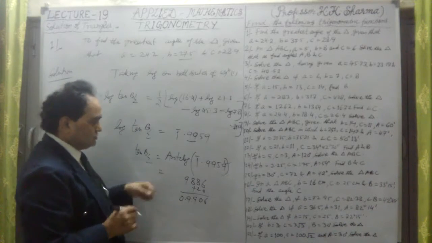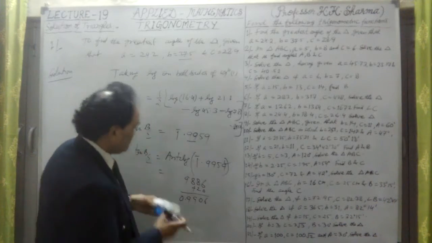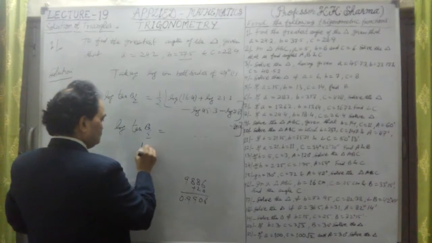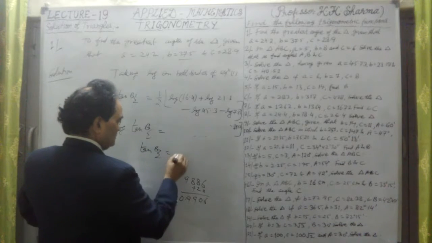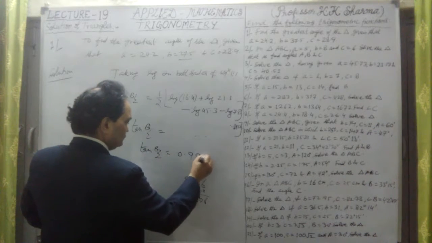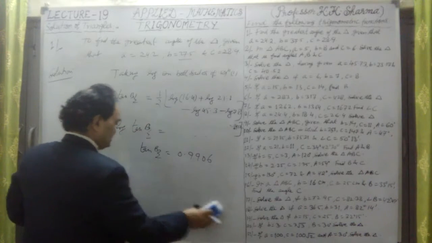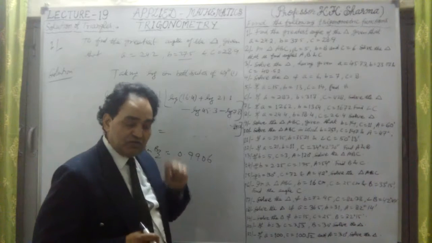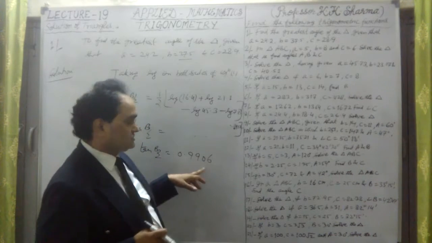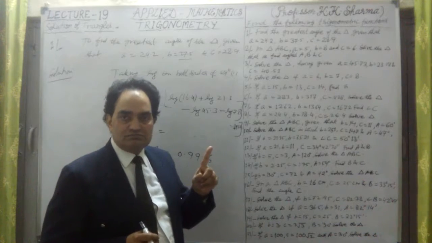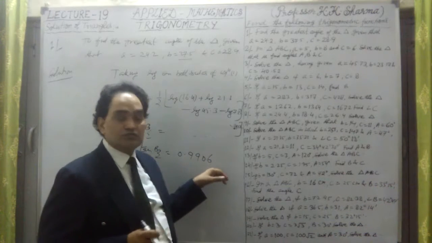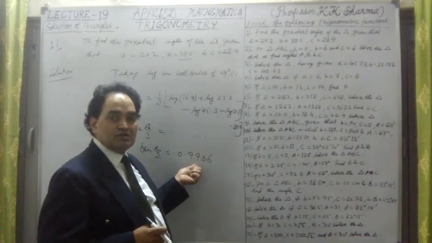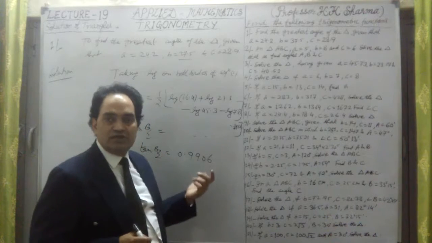Okay, so 10 to the power x by 2 equals this. Let me find the value of this. So 10 to the power x by 2 comes out to be 0.9906. Now try to understand. This is the value of 10 to the power x by 2. Now we know that tan 45 degrees value is 1. So this 0.9906 is for what? This value is for which angle?